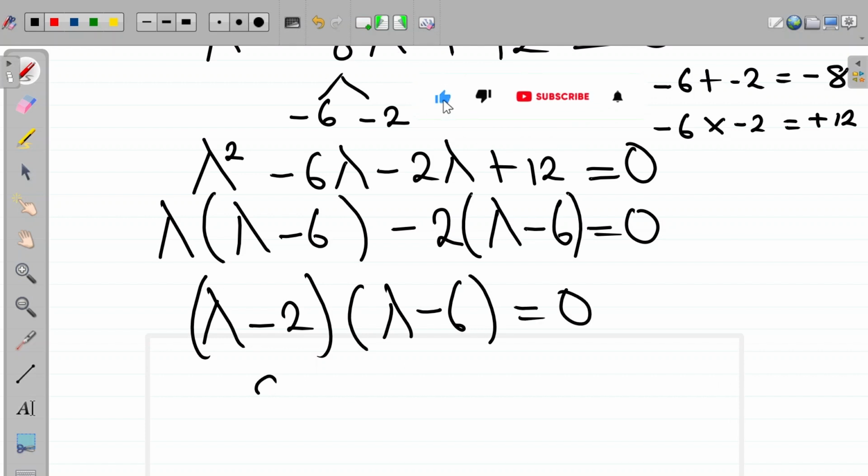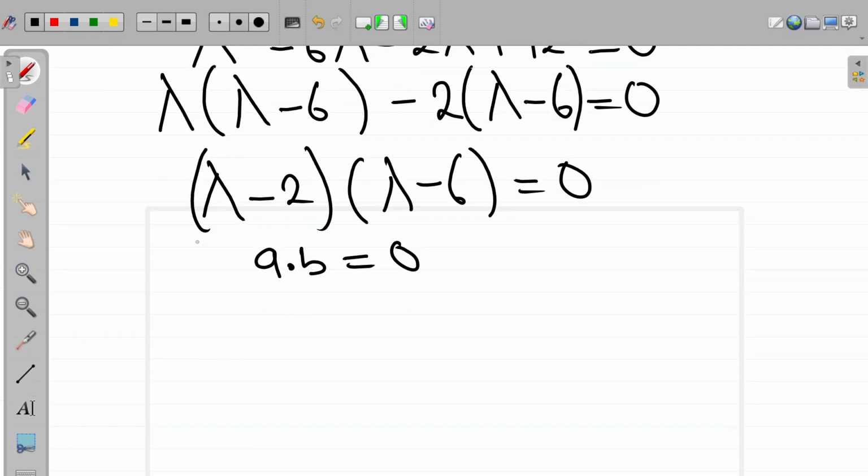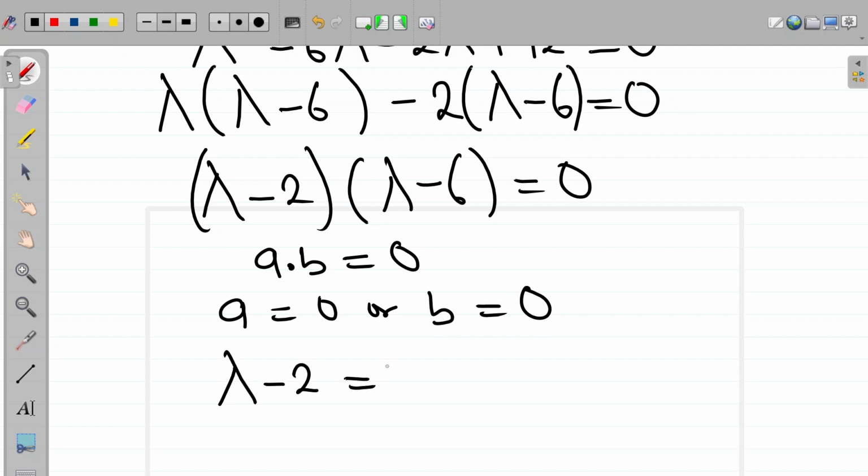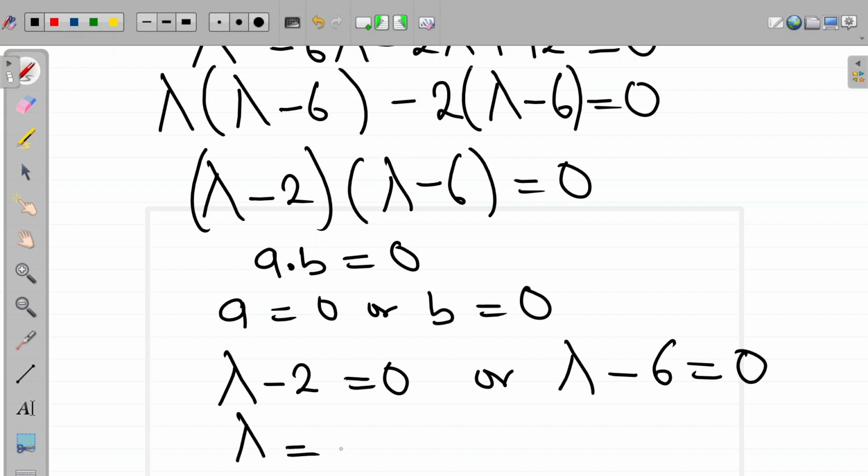So we have obtained that if A multiplied by B is equal to 0, it is true that A is equal to 0 or B is equal to 0. Thus, we have that lambda minus 2 is equal to 0, or lambda minus 6 is equal to 0. Thus, lambda is equal to 2, or lambda is equal to 6. So the two values that will make our equation to have equal roots are 2 and 6.